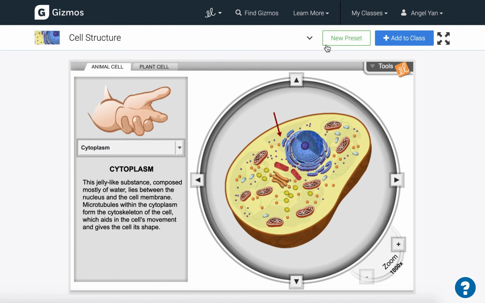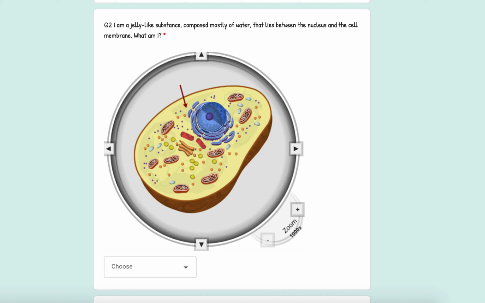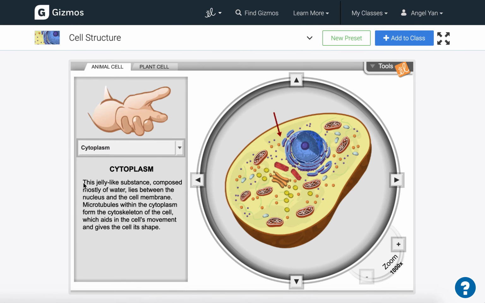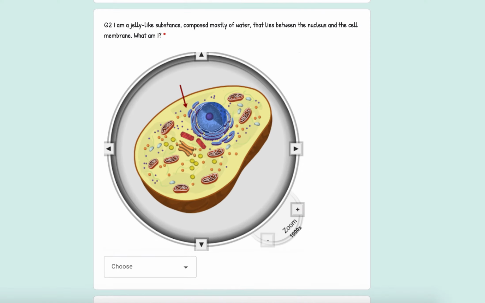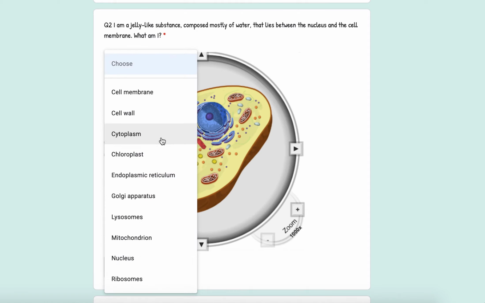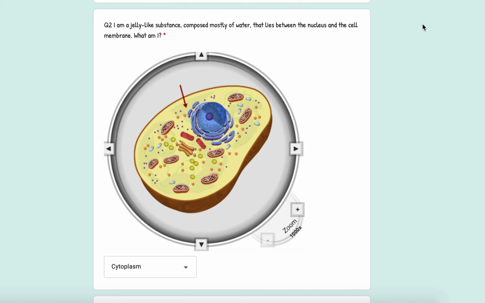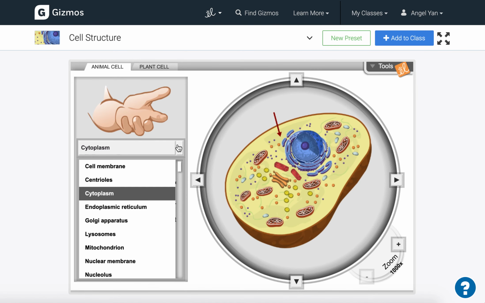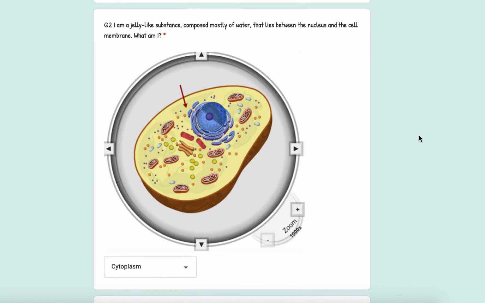Oh, cytoplasm. This looks very similar to this picture. Let me read the description. This jelly-like substance composed mostly of water lies between the nucleus and the cell membrane. So both of the descriptions are the same and the picture is also the same. So I know that question 2 would be cytoplasm. So in this way, you want to go through each description and picture to find the corresponding cell organelles.